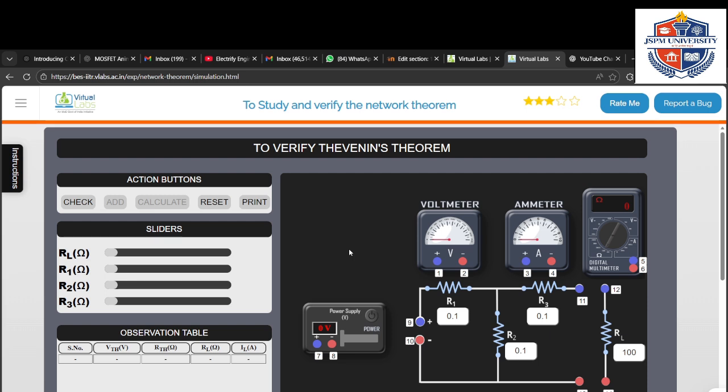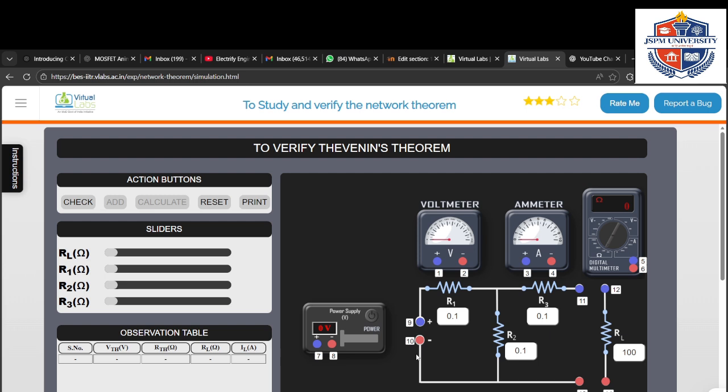In Norton's theorem, what we have done, we have shorted all the voltage sources and opened the current sources, and we removed the load resistance and measured the resistance across the particular terminal. That resistance we considered as Norton's resistance in Norton's theorem. Here we will consider it as Thevenin's resistance. So in both cases, Thevenin's and Norton's resistance are the same.